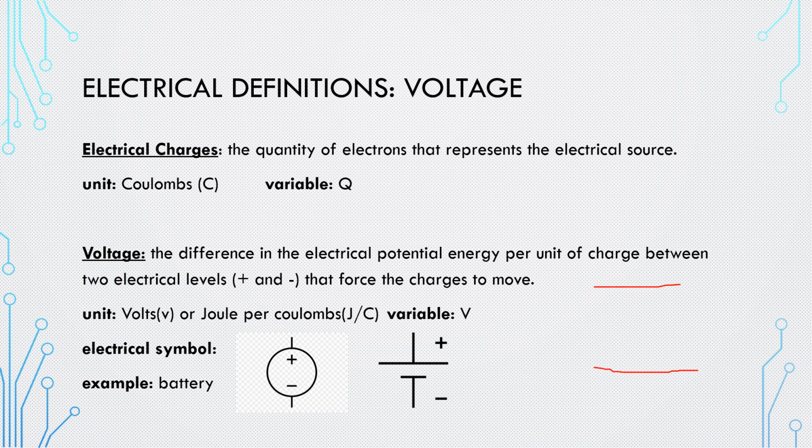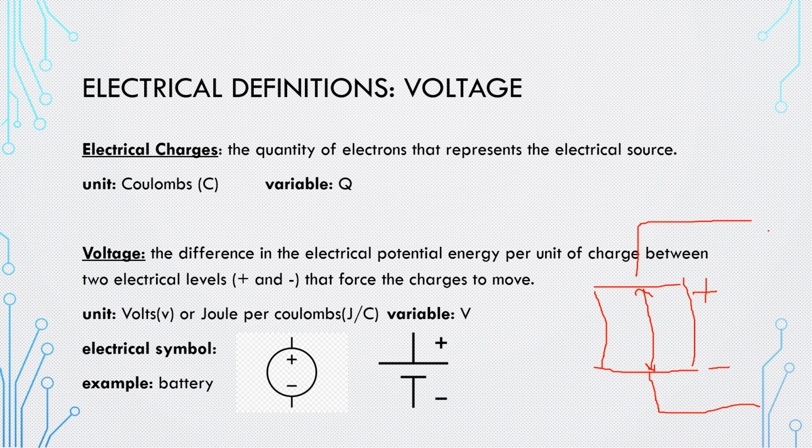If I'm having a large distance, it means that I need to apply more force to push the charges out from the tank or the source. So this is the tank, this is the pipe in the water example, but in our case here we're going to use a wire to push the charges out from the source. In this case, the battery is a good example of an electrical source.